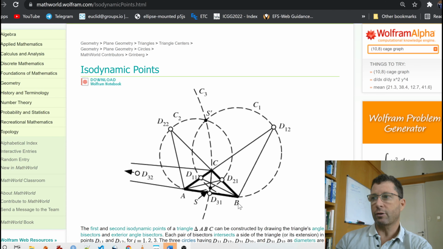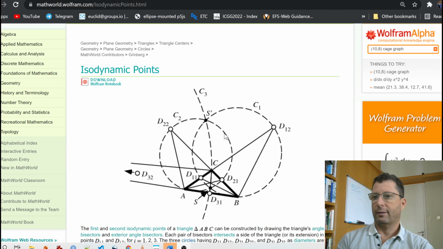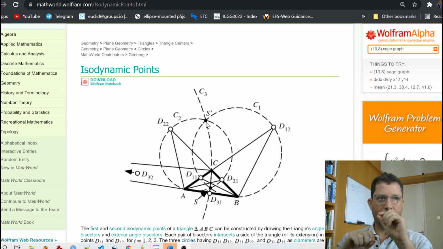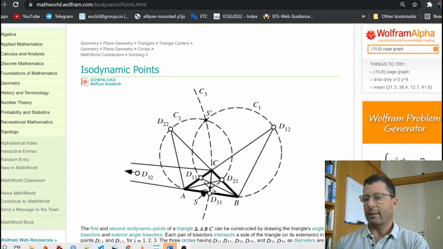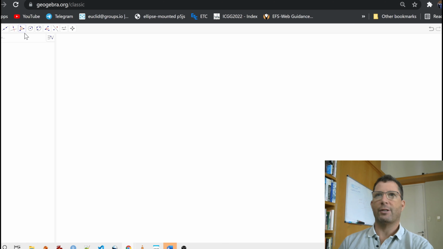You repeat this construction cyclically, obtaining the other two Apollonian circles. These three Apollonian circles, or Apollonius circles, are part of the same pencil. They intersect in two common points, which are precisely the first isodynamic point S and the second isodynamic point S prime.